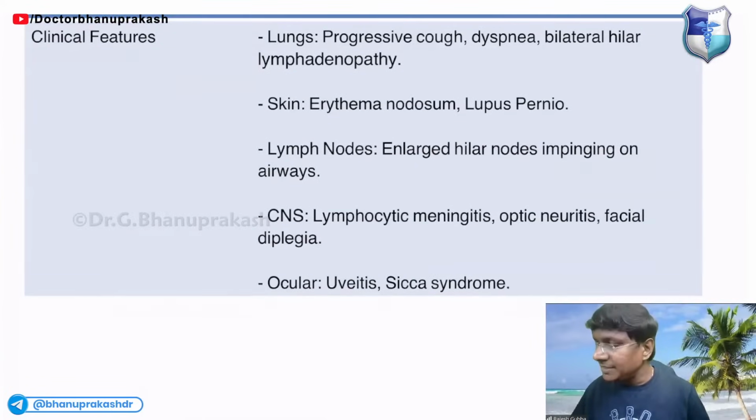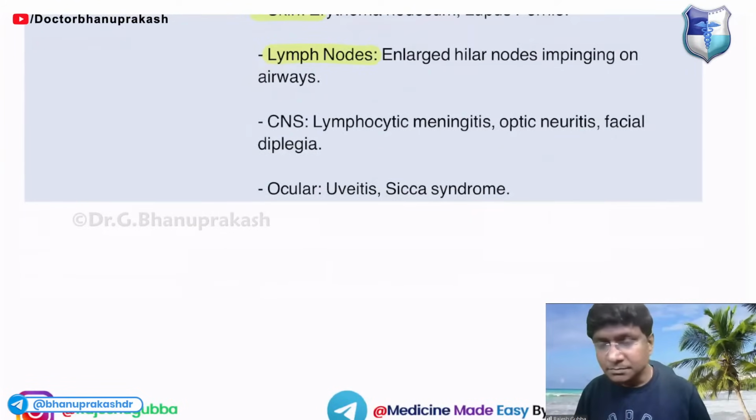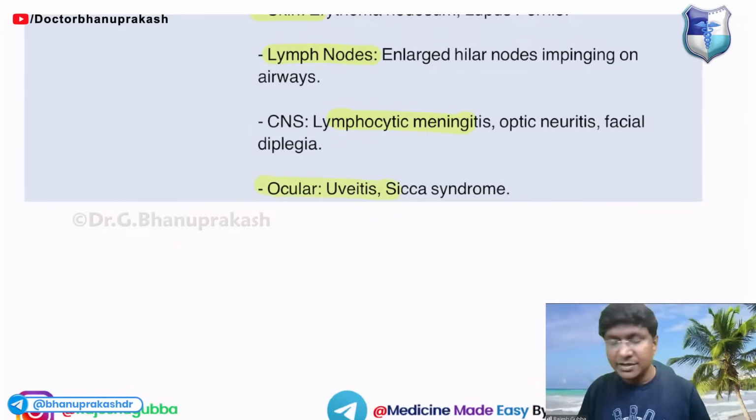Lung involvement will be in the form of interstitial lung disease, and due to this they will have dry cough and dyspnea. Skin involvement is in the form of erythema nodosum and lupus pernio. Lymph node involvement is bilateral hilar lymphadenopathy. CNS involvement is in the form of lymphocytic meningitis and optic neuritis. Ocular involvement will be in the form of uveitis as well as Heerfordt syndrome. So these will be the clinical features.